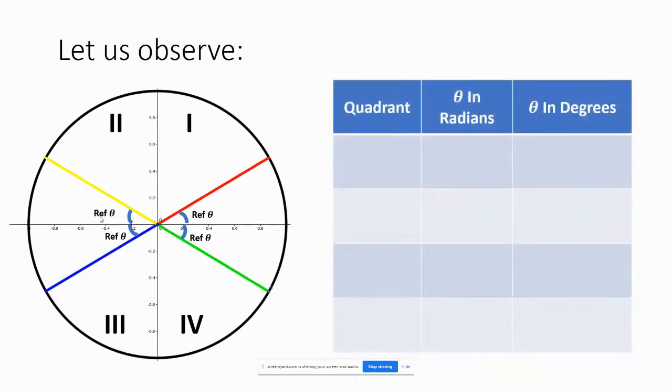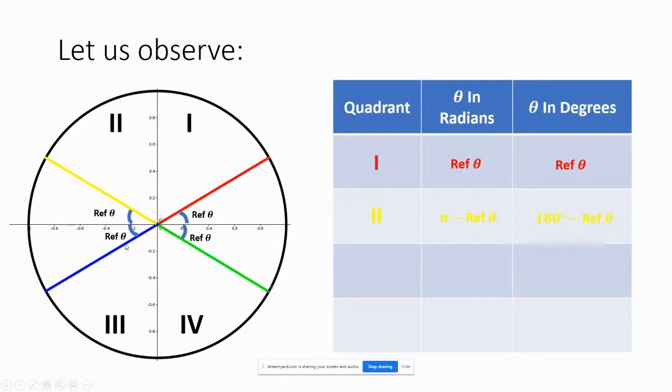So let us try to fill up this table. Quadrant 1, sabi natin, the reference angle is the angle itself. Kaya the angle in radians is the reference angle in radians itself. Okay. In quadrant 2, sabi natin paano makukuha si angle from the positive x-axis. We will subtract the reference angle from 180 degrees. Or it's pi minus the reference angle because pi is equal to 180.